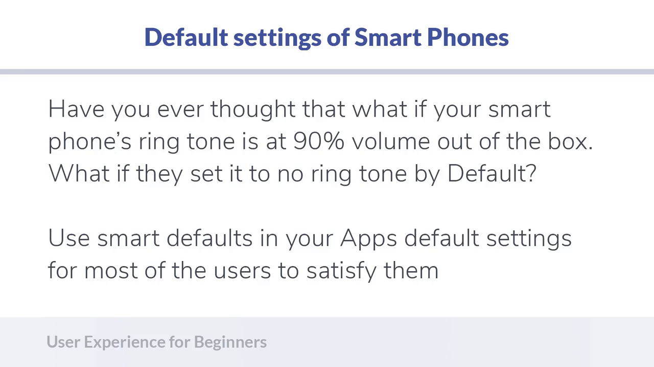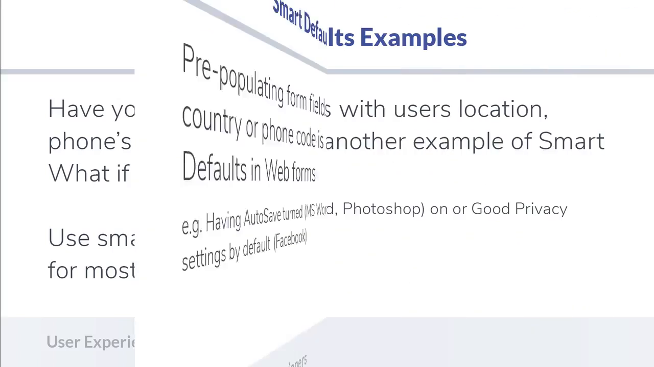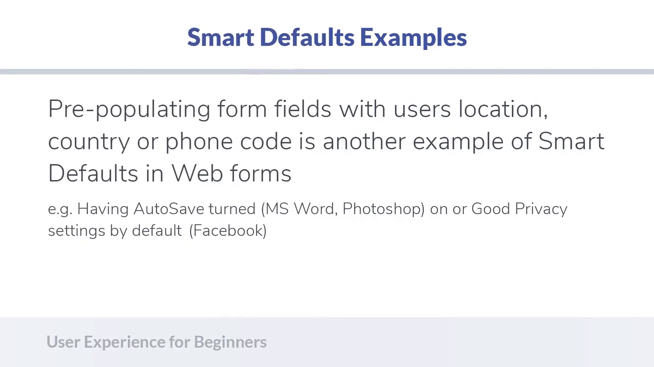So smart defaults means you are going to set default settings for most of the users to satisfy them. So they are going to cover most of your primary users. A few more examples of smart defaults are pre-populating form fields with user location, country, phone number, phone codes, even email addresses. A few more examples are the autosave feature you might have seen in MS Word and Photoshop.